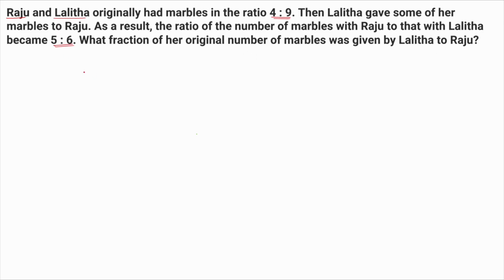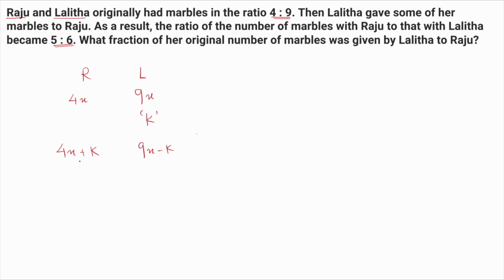So originally Raju and Lalita had marbles in the ratio 4 is to 9. So let's suppose the common multiple was x. 4x is the number of marbles with Raju and 9x is the number of marbles with Lalita. Then Lalita gave some of her marbles to Raju. Let us suppose Lalita is giving away k number of marbles to Raju. So Lalita will now have 9x minus k number of marbles and Raju will get k number of marbles. So Raju now has 4x plus k number of marbles.